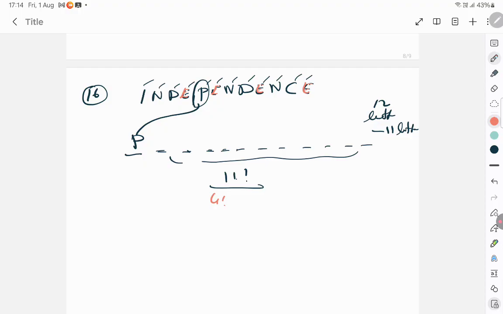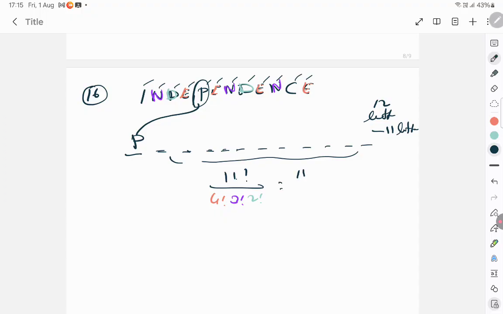What else is repeating? N is getting repeated 1, 2, 3, so divided by 3 factorial. And then D is getting repeated, 1, 2, so 2 factorial. Anything else which is getting repeated? No, I think I've covered everything. So this is the answer. Then multiply all this.